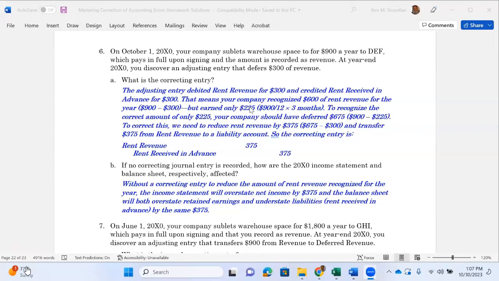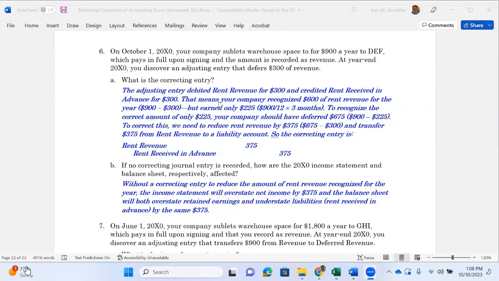But someone here recorded rent revenue for $600. That's a lot of rent revenue. Because if you defer only 300, then out of 900, $600 rent revenue will be on your T account. And that's not good, right? How much rent revenue do you want? You only want $225. You don't want 600, right?